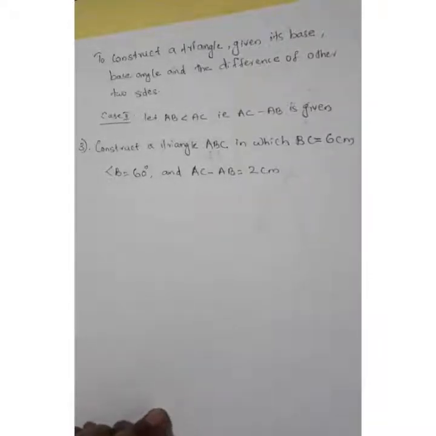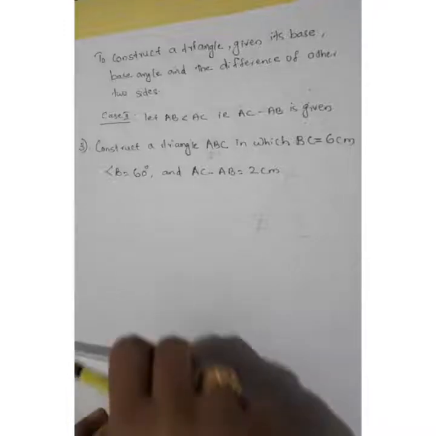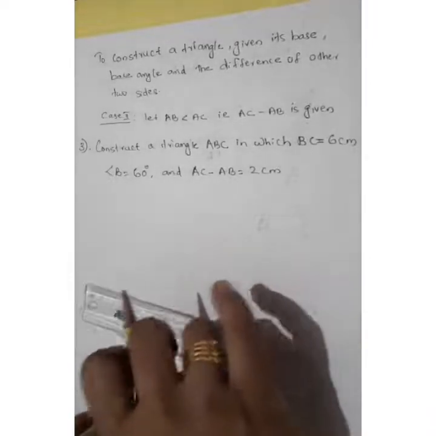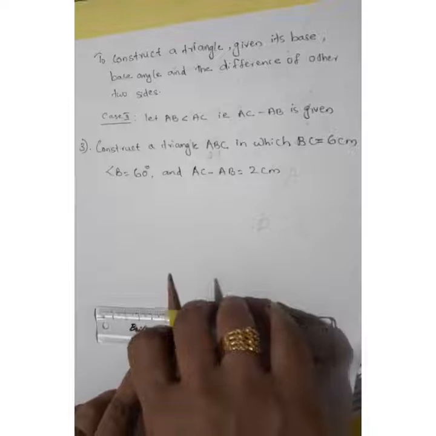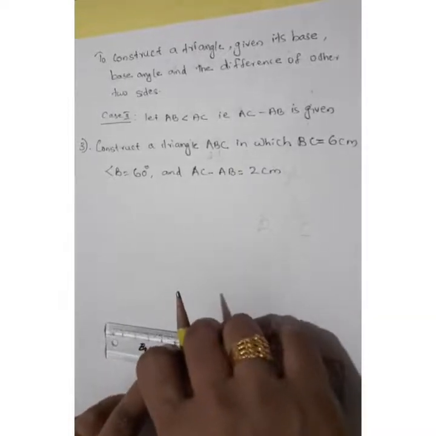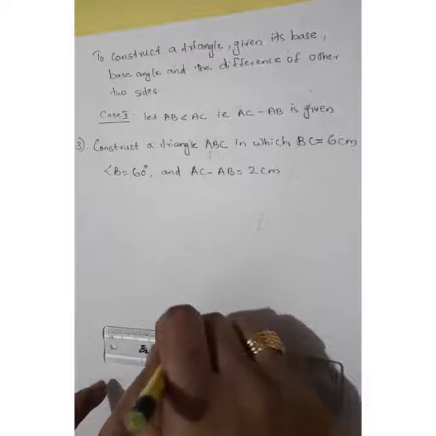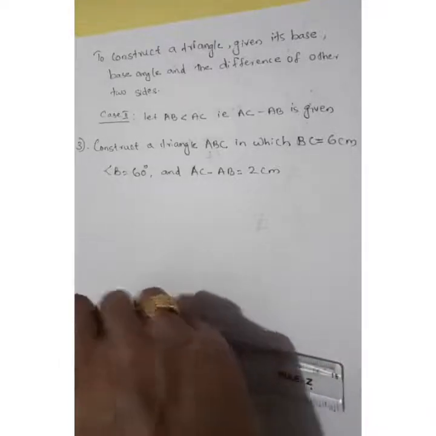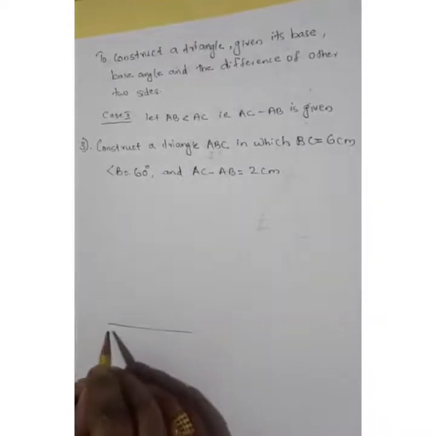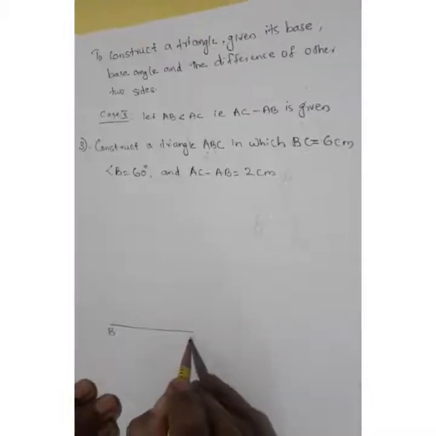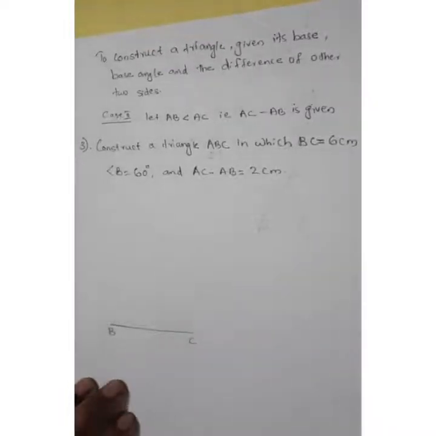So let's just start this. First step, we want to draw the same procedure as in the previous question. We have to draw the base. So base here is BC, 6 centimeter. So I'm drawing here BC as 6 centimeter. So I get here BC, 6 centimeter.